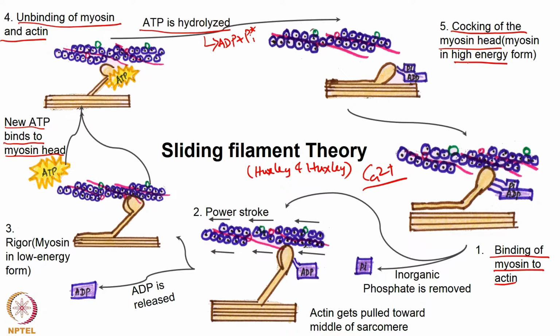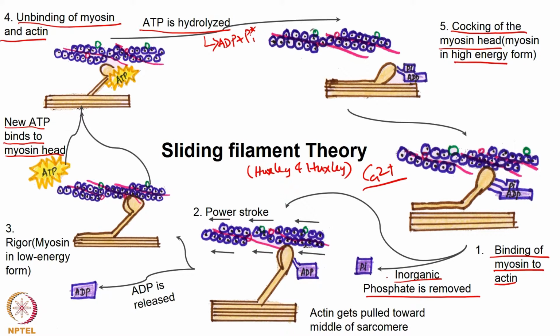Once calcium comes in, troponin attaches to the calcium and moves the tropomyosin, completely exposing the actin binding site. Because of this, the head can comfortably attach to the actin binding site, or both heads can attach, and then basically the inorganic phosphate is removed, energy is released, right. Energy is released, leading to what is called the power stroke.